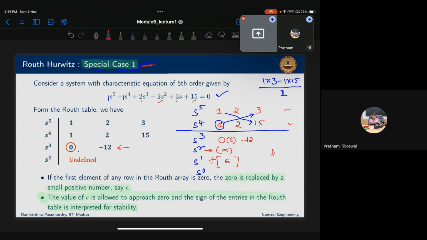Then we take the limit epsilon tending to 0 of that term. Then check whether it is positive or negative. Because to decide the stability, we just need to check whether there is a change in this sign or not. So that's why we will check this limiting term, whether it is positive or negative. Once we know positive or negative, we can decide how many changes there are.